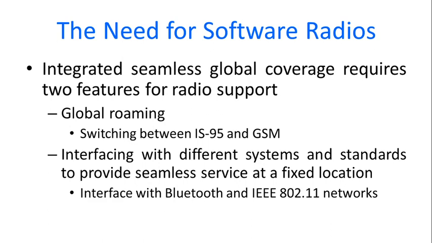The next one is that it should be able to interface with different systems and standards so that it is able to provide seamless service at a fixed location. Say for example, a device should be able to interface with both Bluetooth and Wi-Fi networks. IEEE 802.11 means Wi-Fi networks. So we have a mobile phone which should be able to connect with Bluetooth and also with Wi-Fi. So for seamless global coverage, two features are required: one is global roaming, and the other is the ability to interface with different systems and services. That is for a fixed location.